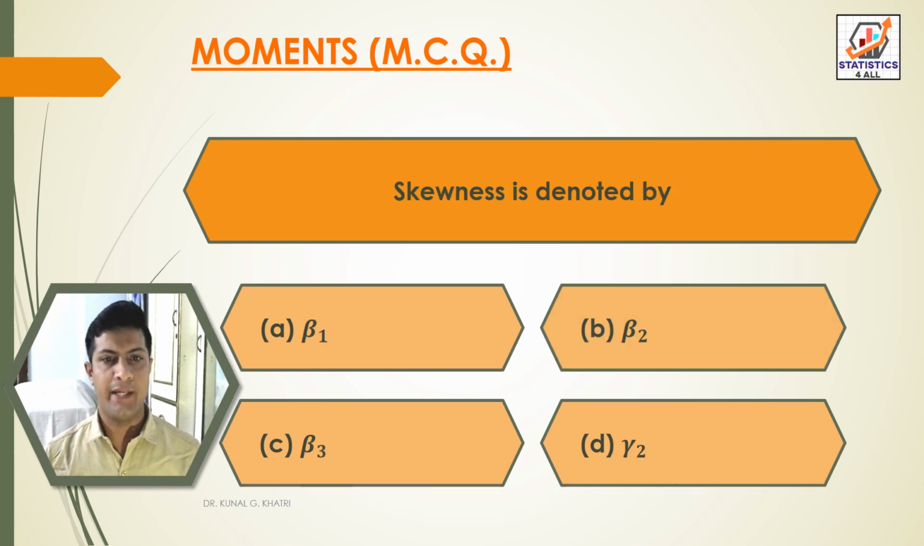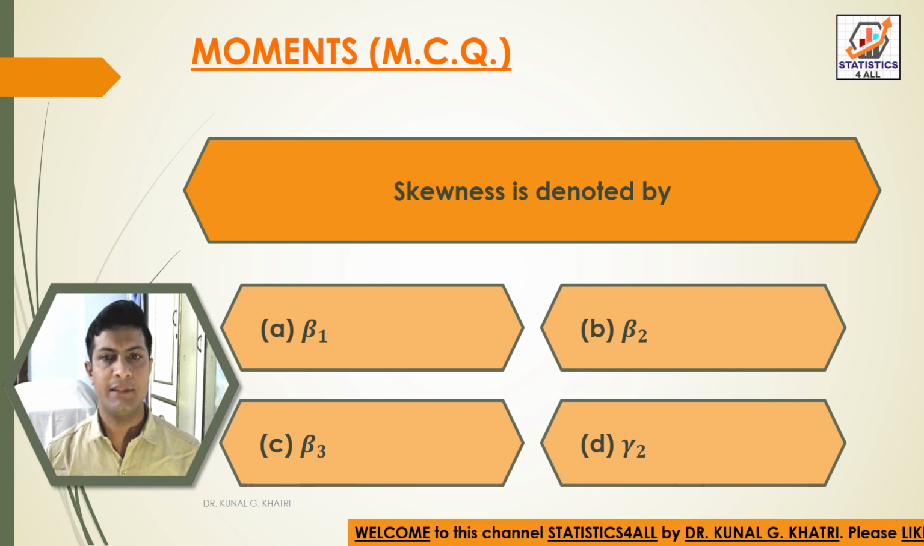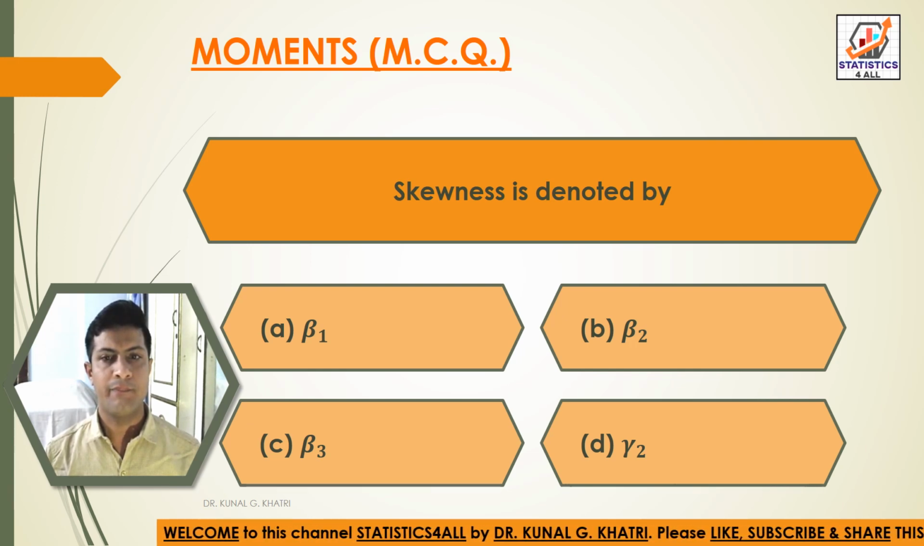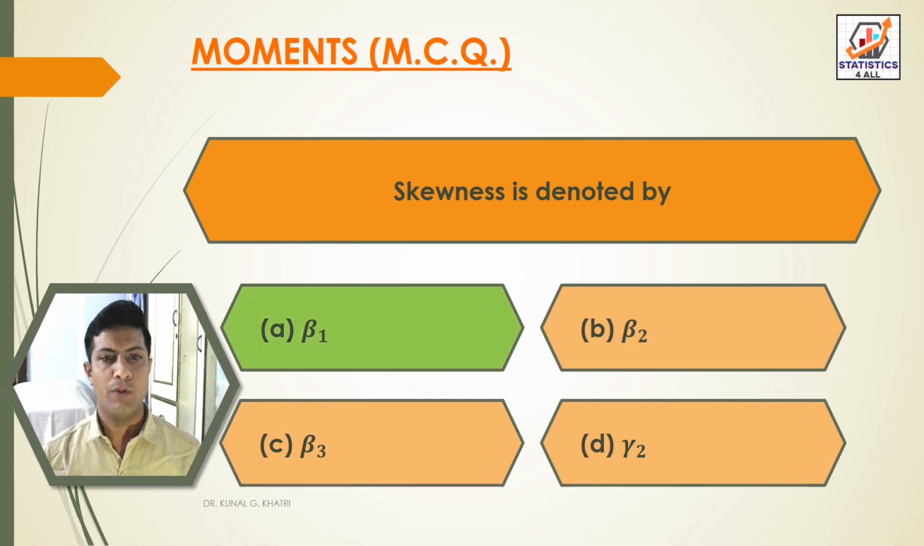Skewness is denoted by option A beta 1, option B beta 2, option C beta 3, option D gamma 2. So here we have answer option A beta 1. Skewness is denoted by beta 1.